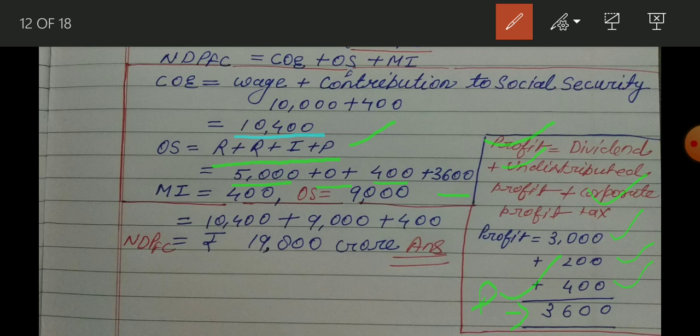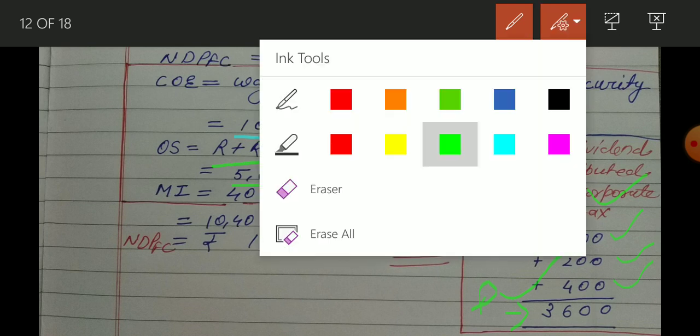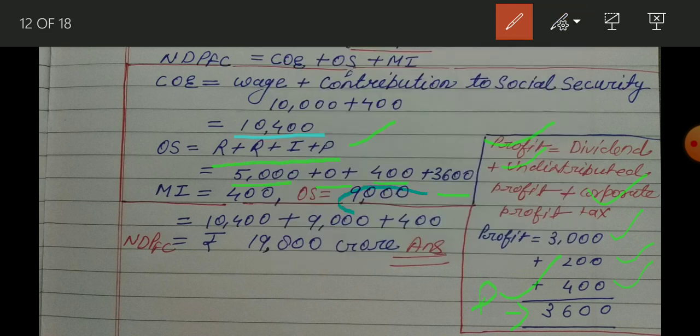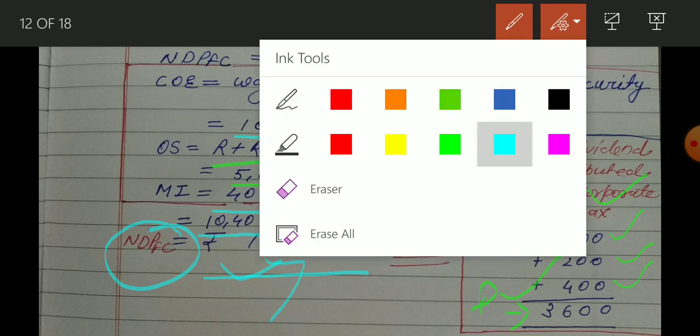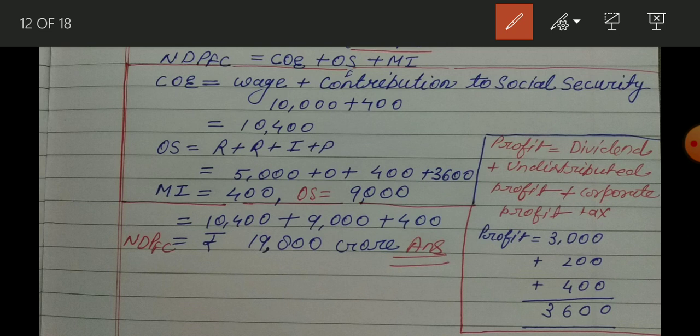In this way operating surplus is equal to 9,000. Okay, and the value of mixed income is given 400. So when we put all these values, we are able to get the answer. So NDP/FC is 19,800. Okay student, note down its answer. Slowly and gradually, when you do the practice, you will be able to attempt these questions.